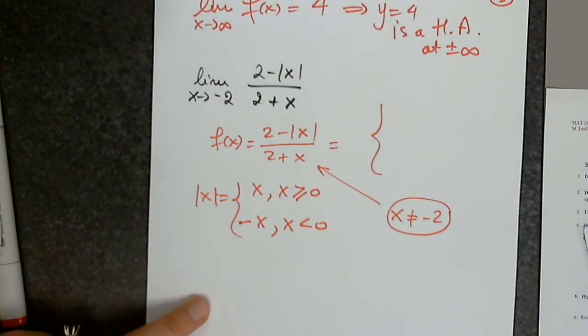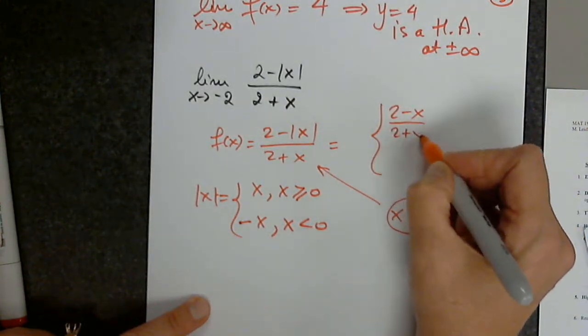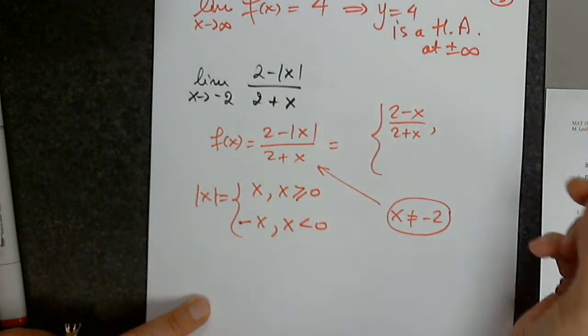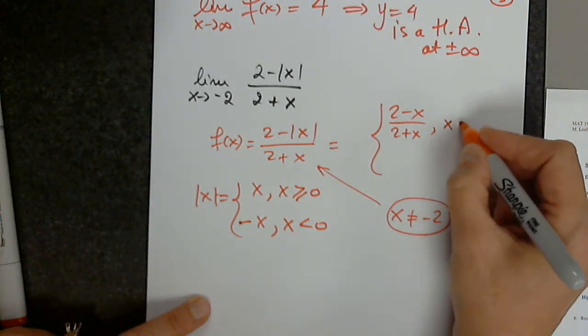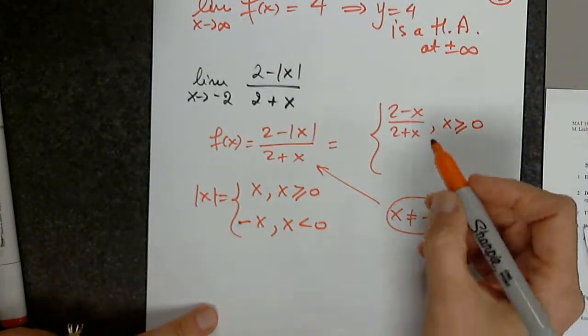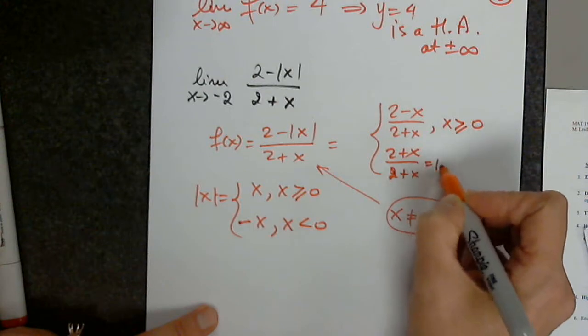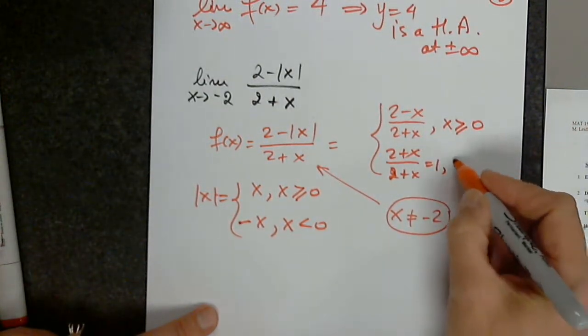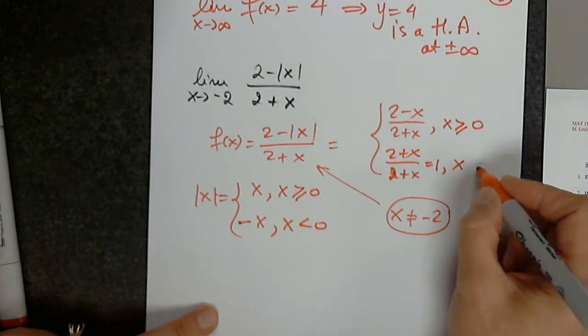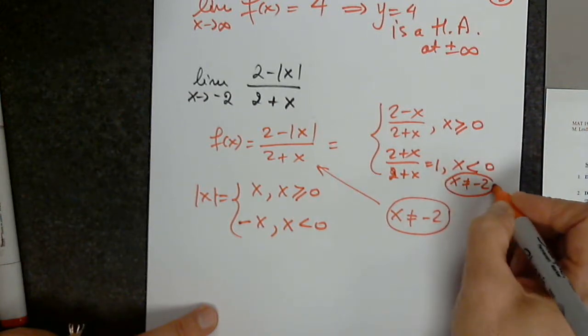So there are two options. What are the options? 2 minus x over 2 plus x, for x greater than 0. And 2 plus x over 2 plus x, which happens to be 1, for x less than 0, but not negative 2.